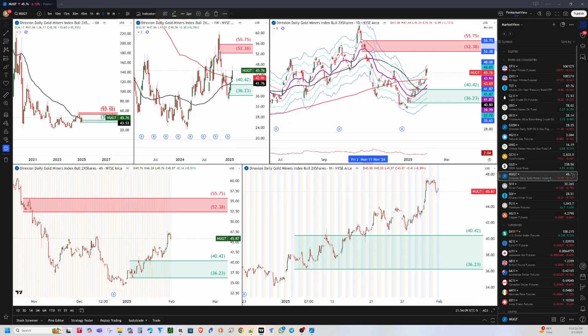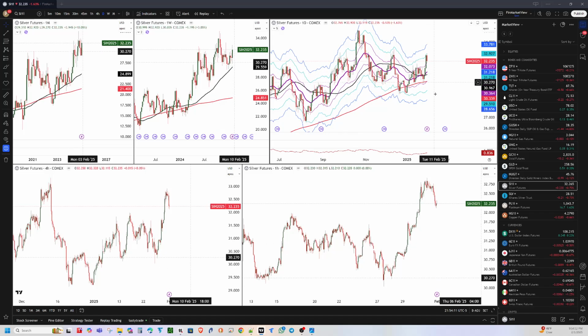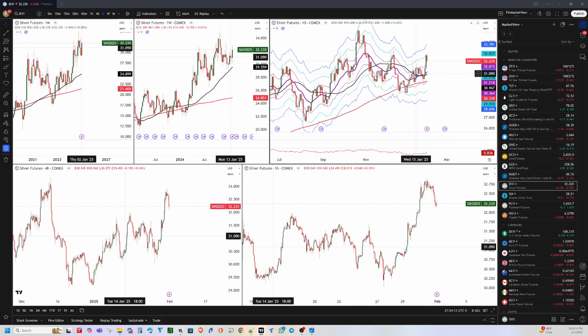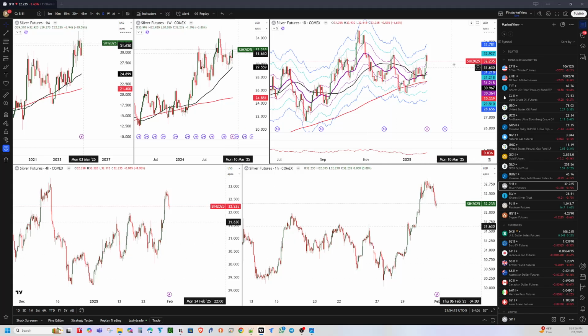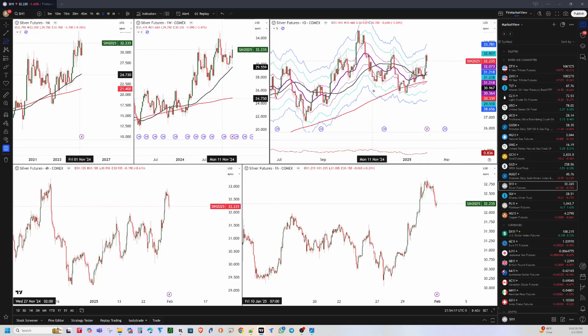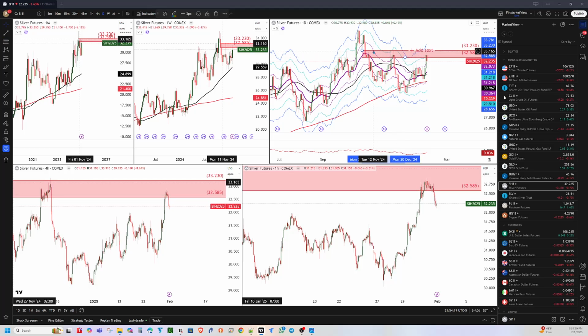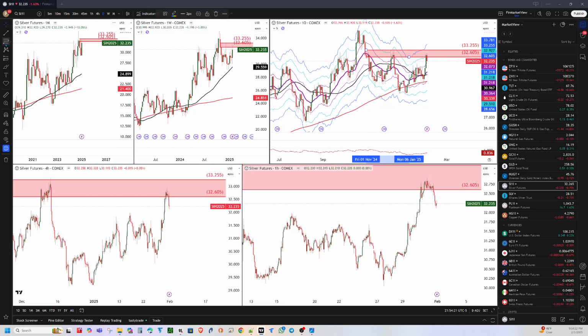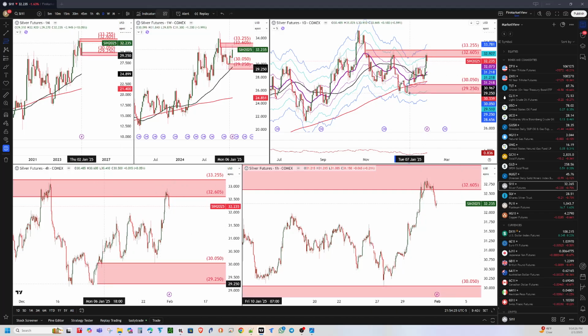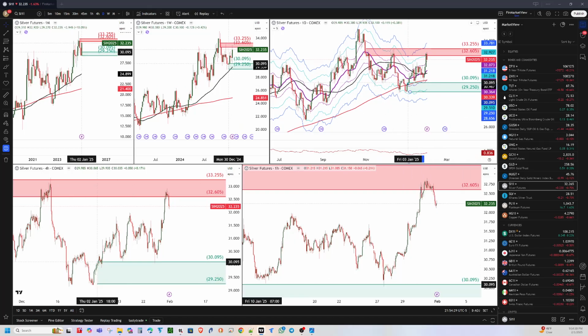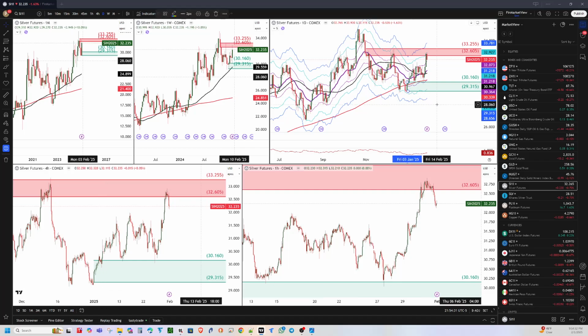Alright, we'll move on to silver futures. Silver futures, right now the price is in this resistance area, and if you want to enter this market, it's not a good time. But definitely if you want to enter this market, wait for this low level, which is the 30 area, then we look into the SLV ETF.